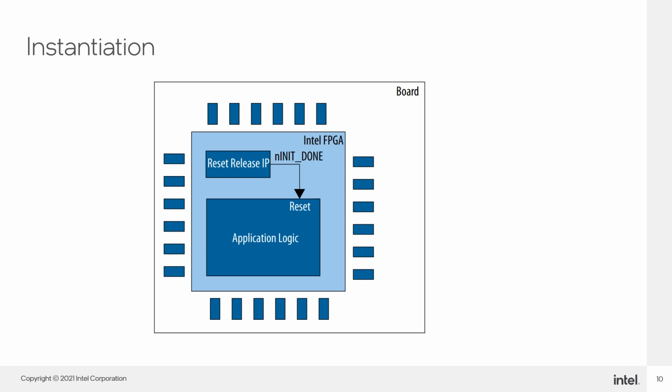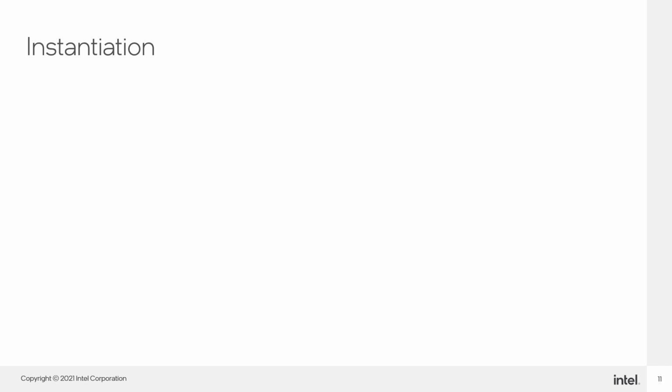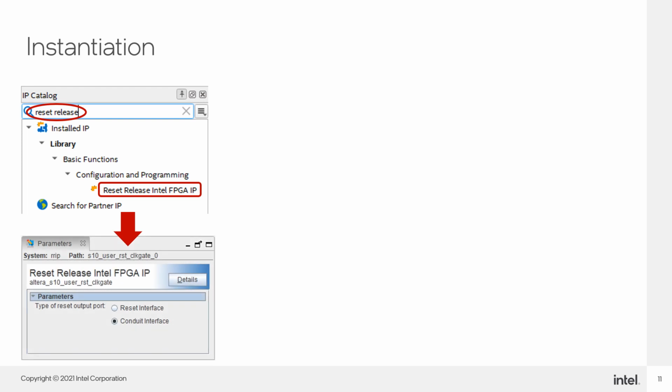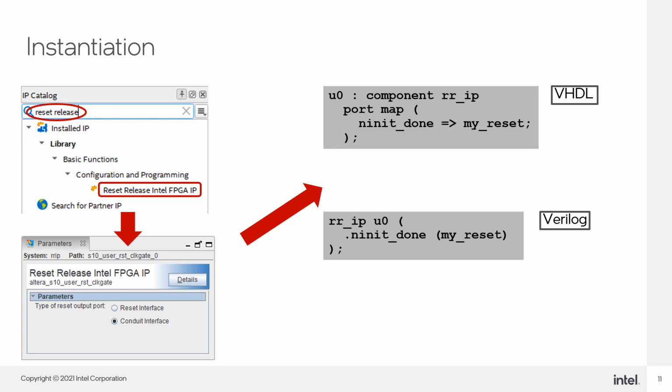Finally, I'll talk about instantiating the Reset Release IP, which, as instantiations are concerned, is really simple. First, you'll need to locate the Reset Release Intel FPGA IP in the IP catalog. Go through the process of creating your IP, selecting whether the interface is going to be a reset interface or a conduit interface, and then instantiate your IP. The HDL codes shown here are examples of the reset release IP instantiation.